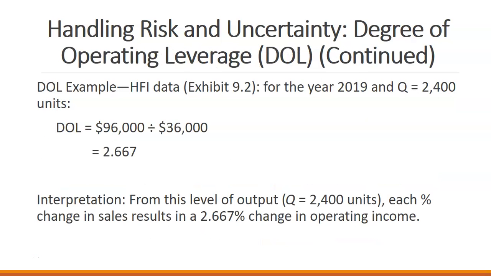In this example, we're looking at HFI data from the book for the year 2019 and quantity of 2,400 units. Our contribution margin at 2,400 units is $96,000. This is divided by our operating income of $36,000. This gives us a degree of leverage of 2.667. At this level of output, each percentage change in sales results in a 2.667 change in our operating income.